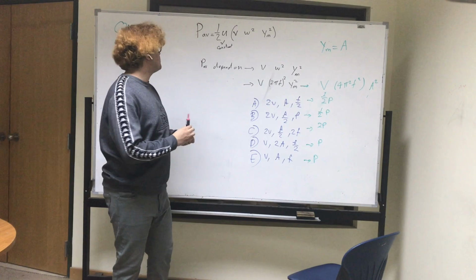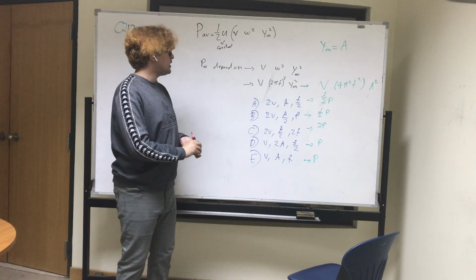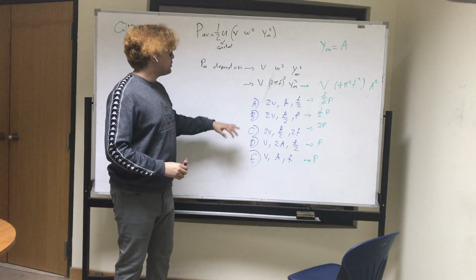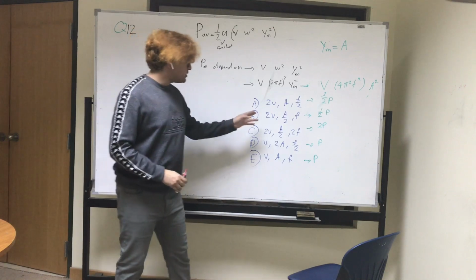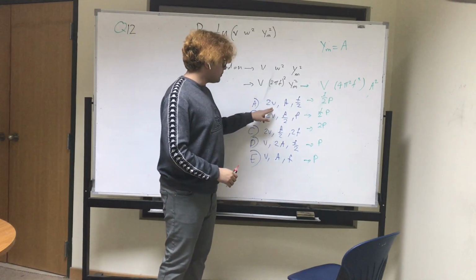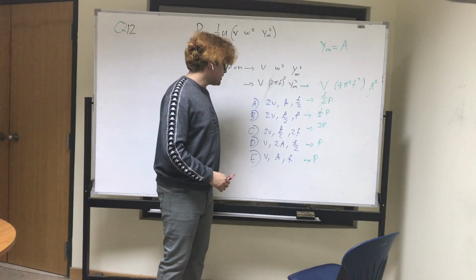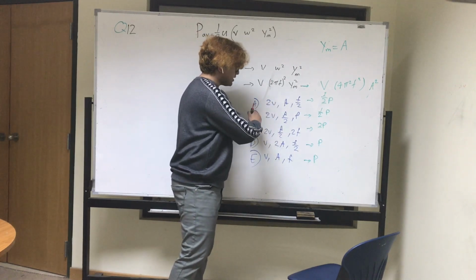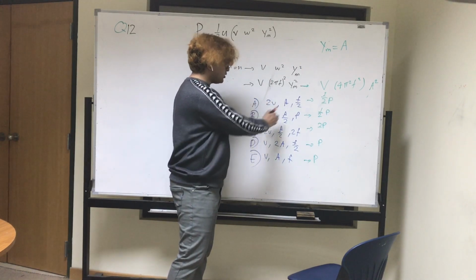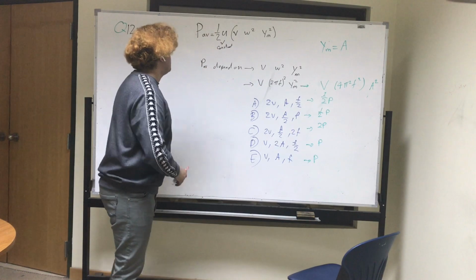All right guys, so question number 12 asked us to find the maximum power. In the choices we're given some variables, and these variables are multiplied by factors of 2 or divided by factors of 2.